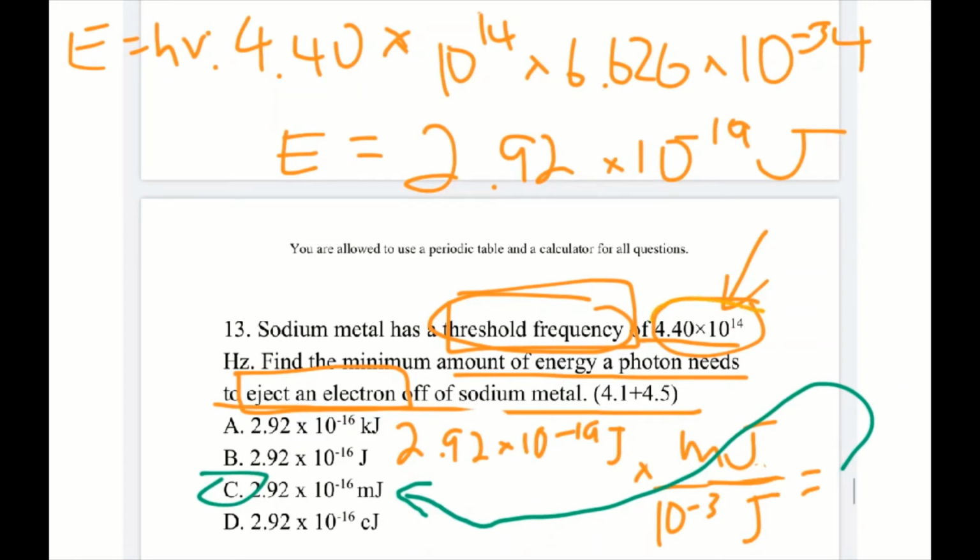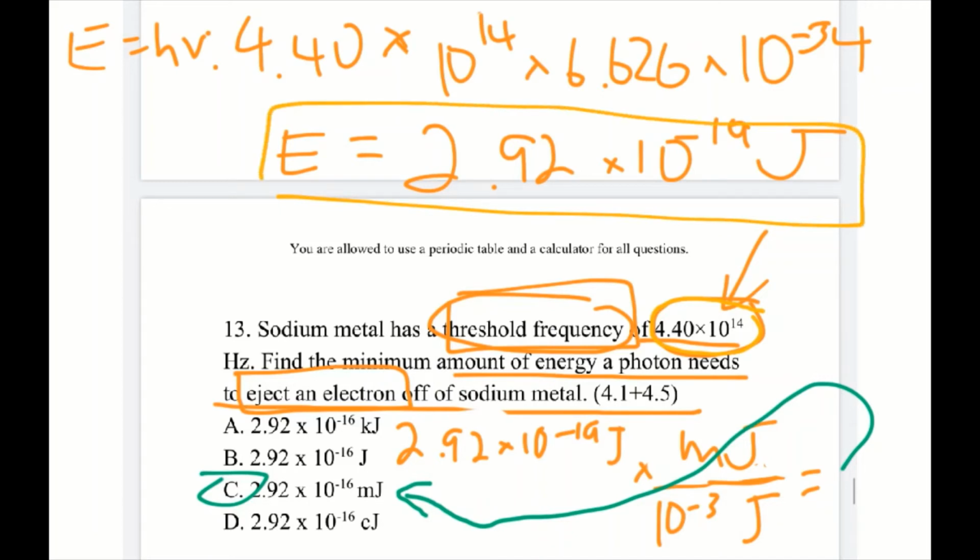I converted the threshold frequency into the minimum amount of energy a photon needs, and it becomes this. But notice the answers are in 10 to the negative 16, and we have 10 to the negative 19. So we have to convert joules to another unit, and I found that by converting joules to millijoules, we get C, because 2.92 times 10 to the negative 19 joules times a millijoule per 10 to the negative 3 joules is equal to C, which is this. And notice how I just converted the units from joules to millijoules, and I ended up getting C.